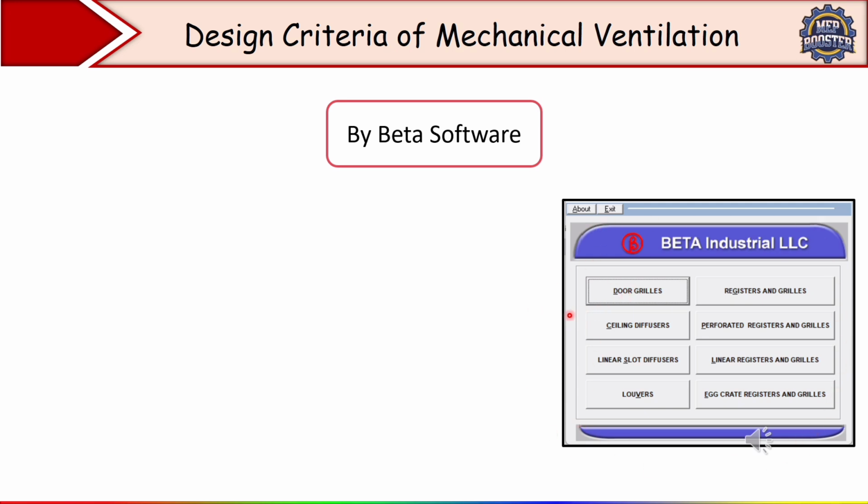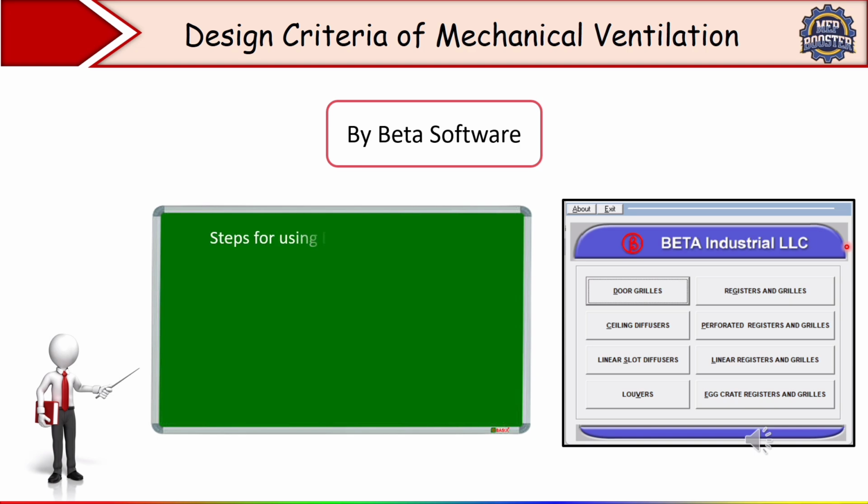So here you can do the grill size, ceiling diffuser size, linear slot diffuser, louver size, register and grill size, linear register and grill. So all these air terminals, you can calculate the size of all these air terminal devices with the help of this software. Now see, there are some steps which we have to follow while using this software.